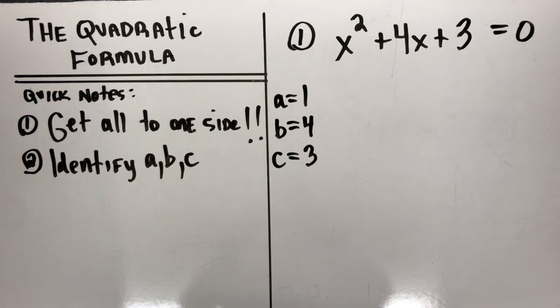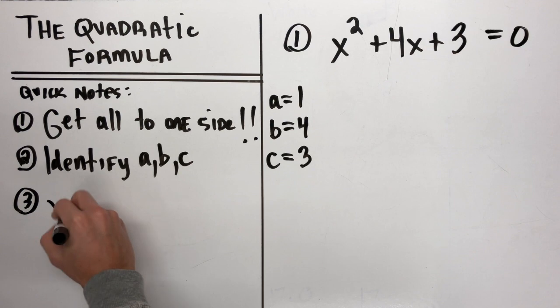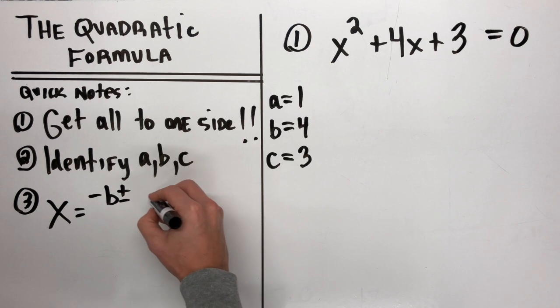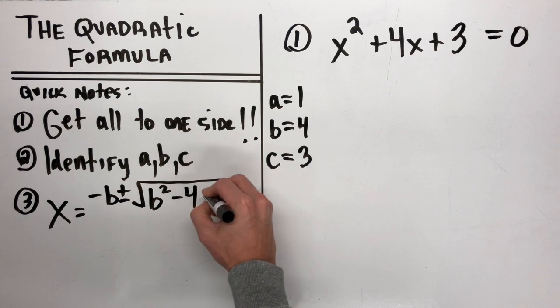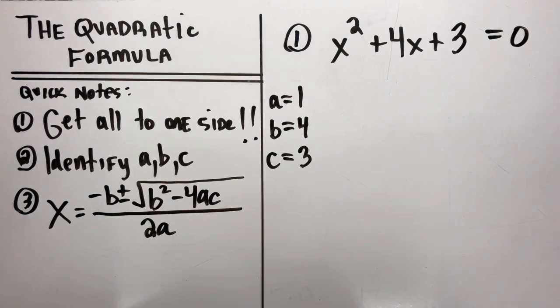The quadratic formula is really quirky. You're probably going to think I literally just made it up on the fly because it's a little complex and just doesn't really look like anything you've ever seen before. So here's the quadratic formula. X equals negative b plus or minus the square root of b squared minus 4ac all over 2a. See what I mean? Looks like I made it up.